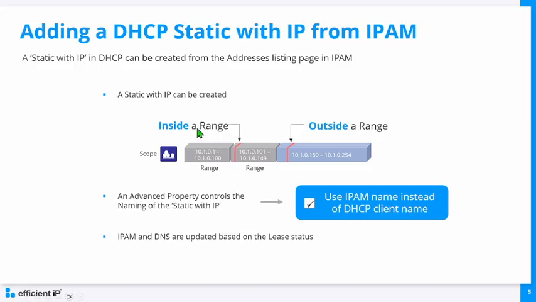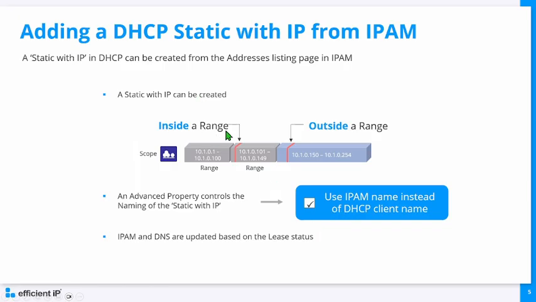Fine. So when you enable the static with IP, so when you assign the IP address, and then make it replicate to DHCP as static with IP, you have another advanced property that you can set. Do you want to use the name? Do you want to assign a name to the static with IP? Assign the name. Okay, I will further explain that later on.